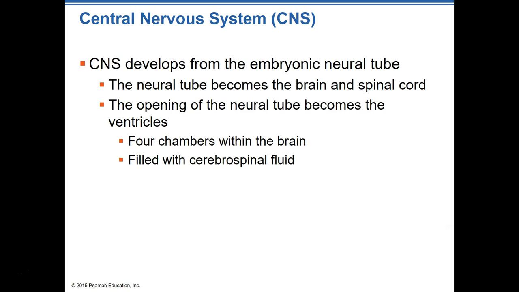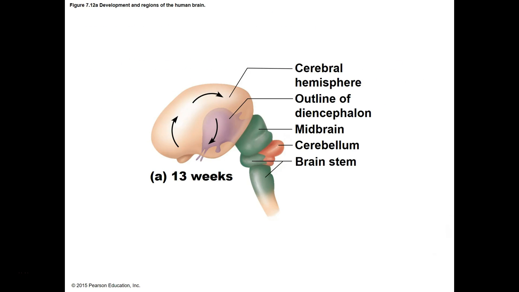All right, so the central nervous system develops from the embryonic neural tube. This tube becomes the brain and the spinal cord. And then the opening in the neural tube becomes the ventricles. There are four chambers within the brain. Should be easy to remember: there's four chambers of the heart and there's four chambers of the brain. Most people don't realize that there are liquid-filled chambers in your brain, but there are. And they're filled with cerebral spinal fluid, not blood or anything weird like that. Just four chambers within the brain.